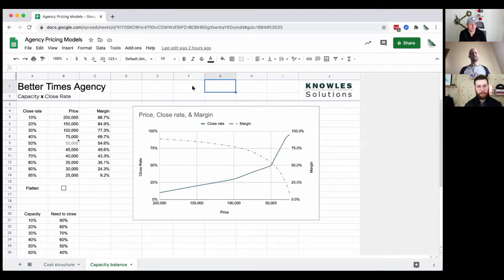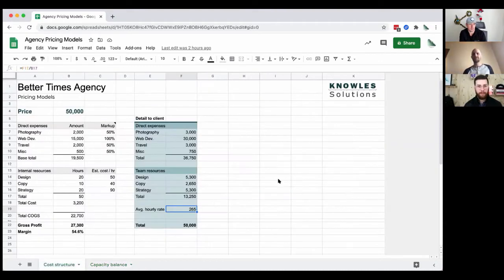That means you're pricing way too low. If you only sign 10% of your contracts, you're pricing way too high. So you're trying to find a balance in there that matches what your capacity is and what you're capable of, and how many new clients you want to bring through the door. I love this, man. This is a great way to think about it.